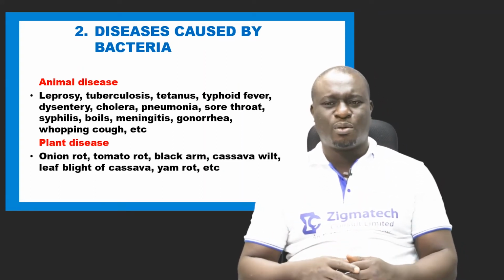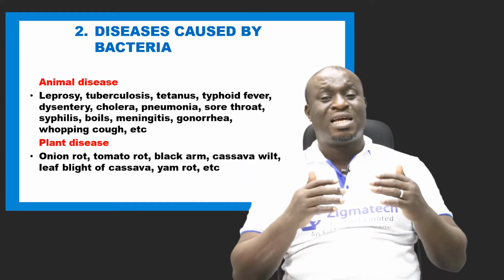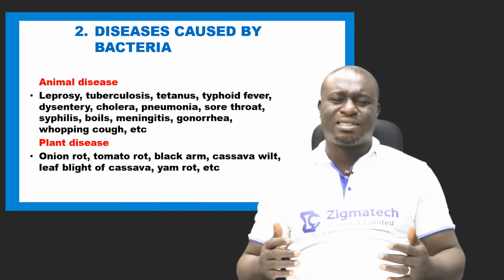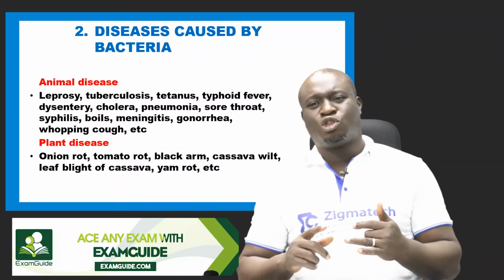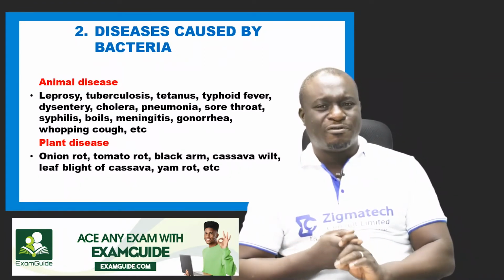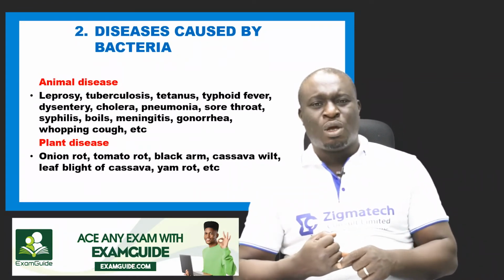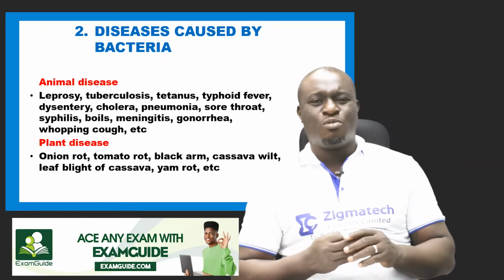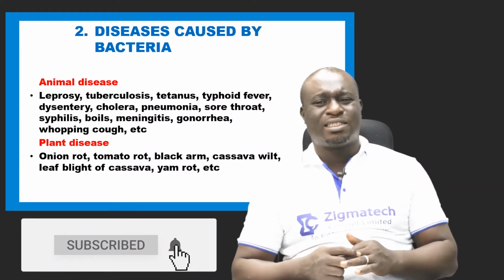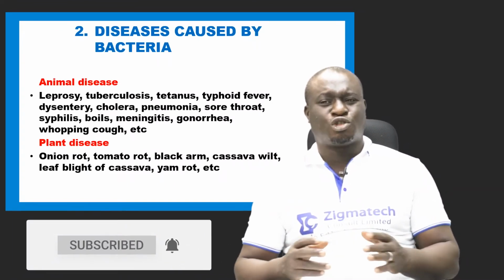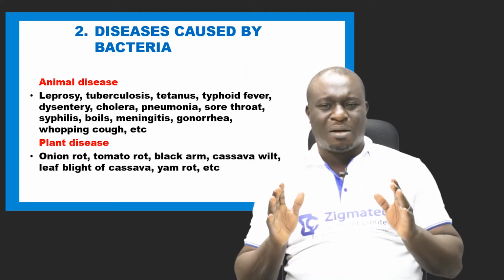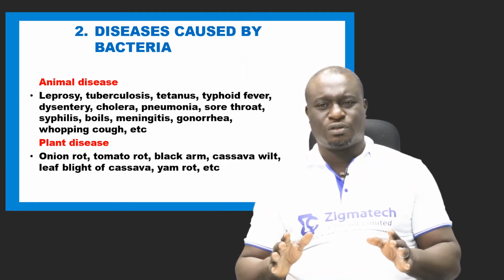Diseases caused by bacteria. We're going to look at the ones caused by bacteria in animals and also in plants. Now, in animals, we have diseases like leprosy, tuberculosis, tetanus, typhoid fever, dysentery, cholera, pneumonia, sore throat, syphilis, boils, meningitis, gonorrhea, whooping cough, and so on. These are diseases caused by bacteria in animals.